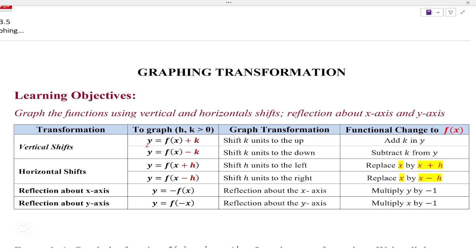So for the equation y equal to f of x plus k, the graph is shifted k units upward. When the equation is y equal to f of x minus k, the graph is shifted k units downward.